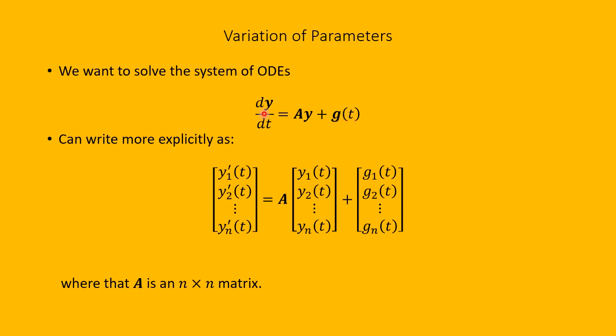So if we write this out explicitly with those columns, the derivative of y with respect to t is y1 of t, y2 of t through y sub n of t in this column, equals the n by n matrix A times y sub 1, y sub 2 through y sub n in this column, plus the column vector g sub 1, g sub 2 through g sub n. And remember here that A is an n by n matrix of constants, real numbers or complex numbers. In our case, real numbers.